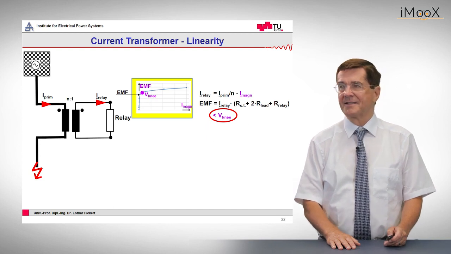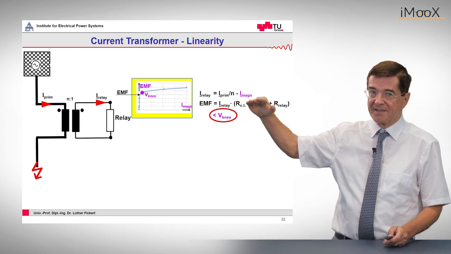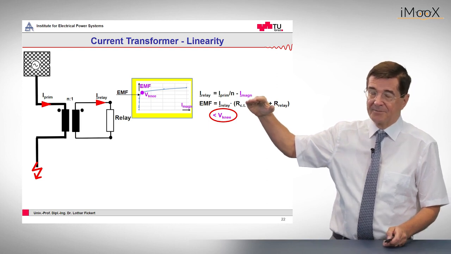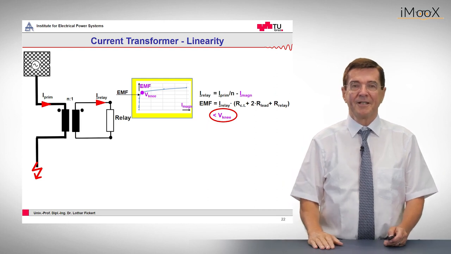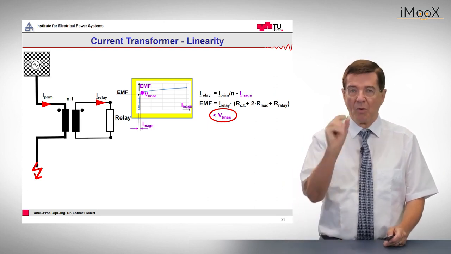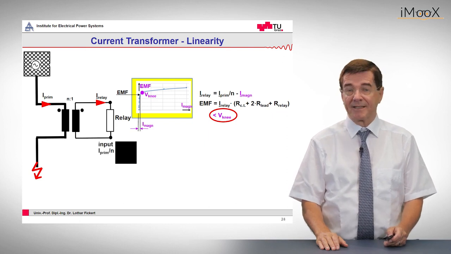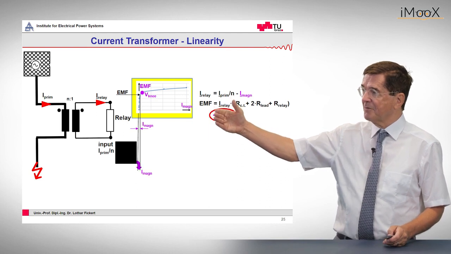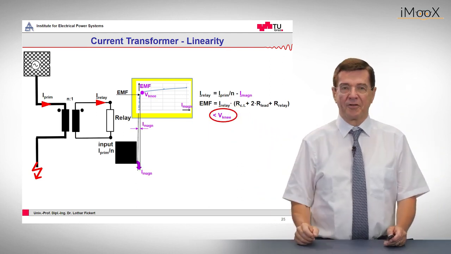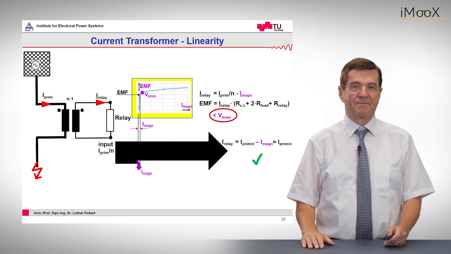Now let's look into this. I give you an example where the EMF, that is the voltage across this transversal magnetizing reactance, is below this magic knee point voltage. Here we see that we have a small magnetizing current, and if we put this into a Sankey diagram of the current, we see the input current is reduced, then we have a small part that is diverted and all the rest goes into the relay, and this is what we want.